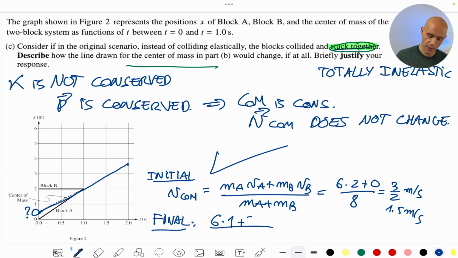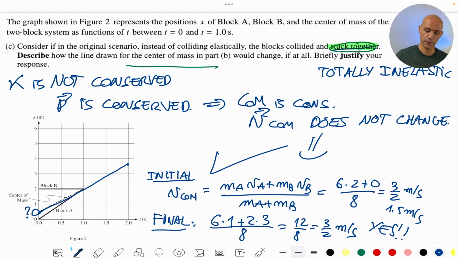And then plus 2 meters multiplied by 3, again positive. It's always positive. And then divided by 8. And you get the same, 12 divided by 8, which is, again, 3/2. So yes, it is conserved. So that's amazing.